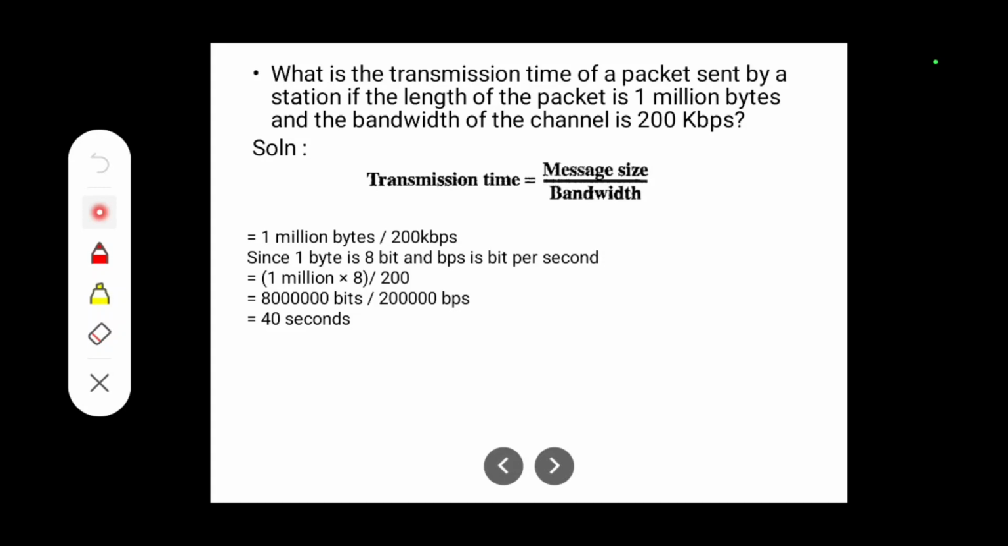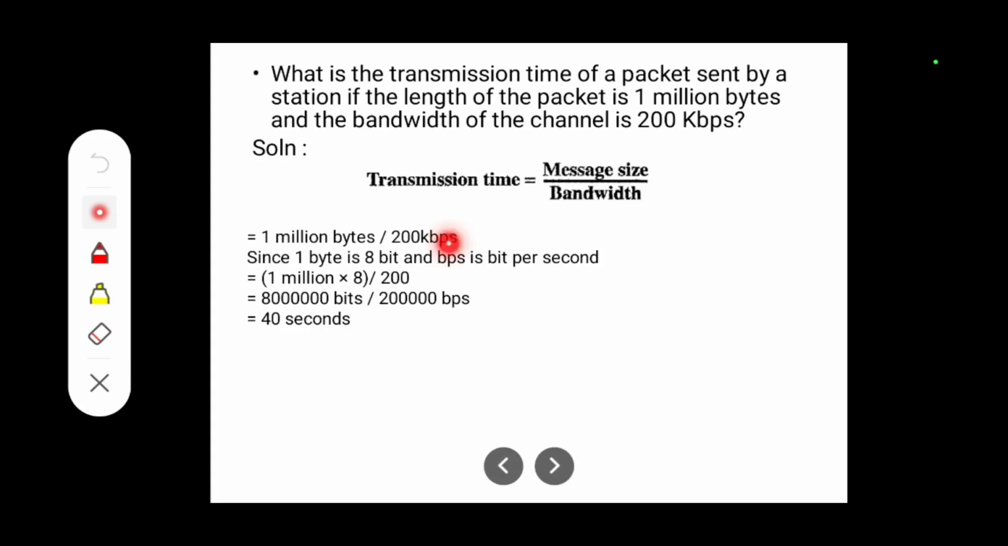Now the next question: what is the transmission time for a packet sent by a station if the length of the packet is 1 million bytes and the bandwidth of the channel is 200 kbps? Here they are asking only to compute the transmission time. The message size is 1 million bytes, which has to be converted into bits. So 1 million bytes by 200 kbps is the equation. Since 1 byte is 8 bits, it is equal to 1 million x 8 by 200.